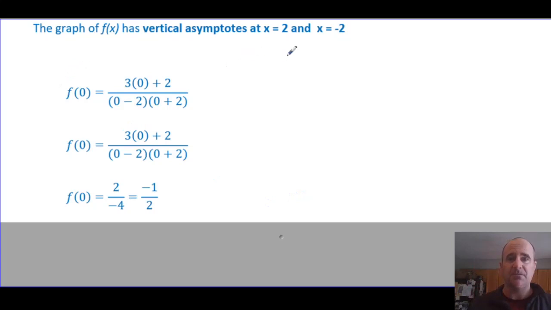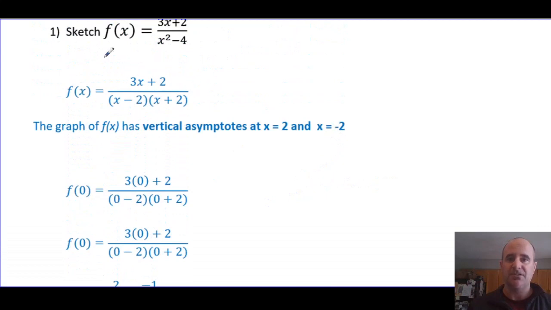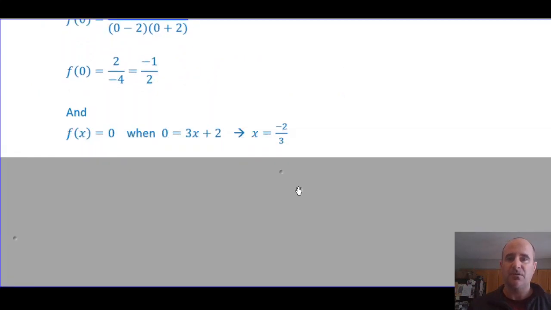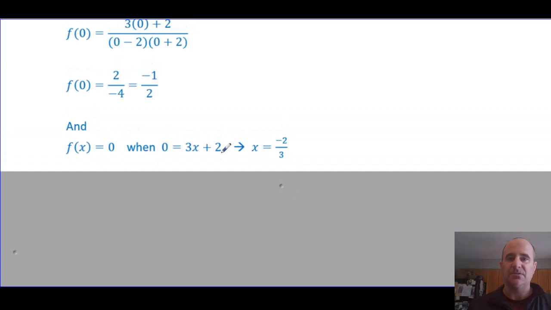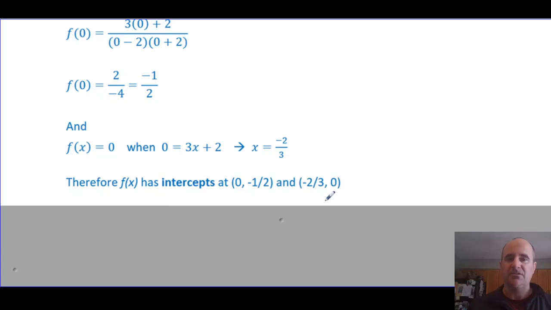To find the x-intercept, of course, we set f of x equal to 0. Now, in order for a rational expression to be 0, the numerator must be 0. So we're just looking for when 0 equals 3x plus 2, or x is negative 2/3. And that gives us our intercepts here: 0, negative 1/2, and negative 2/3, 0.